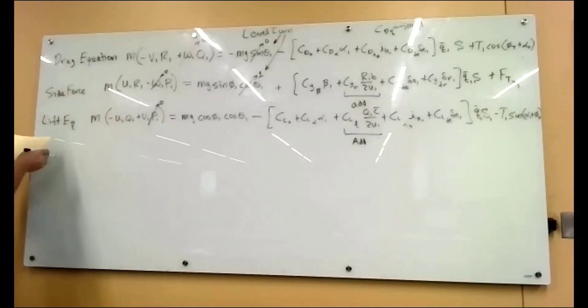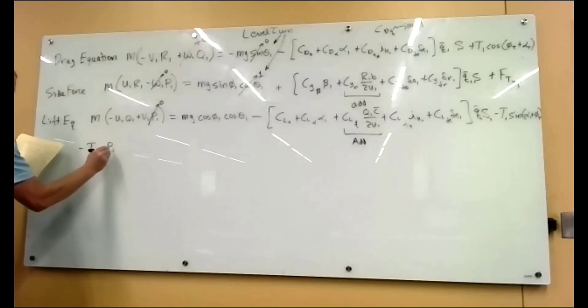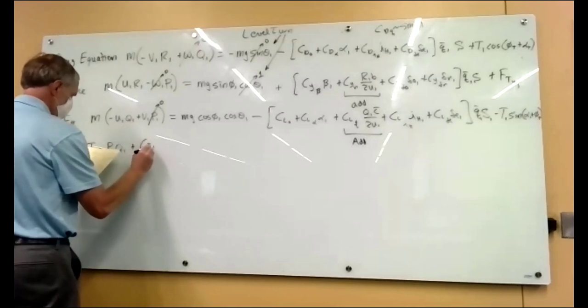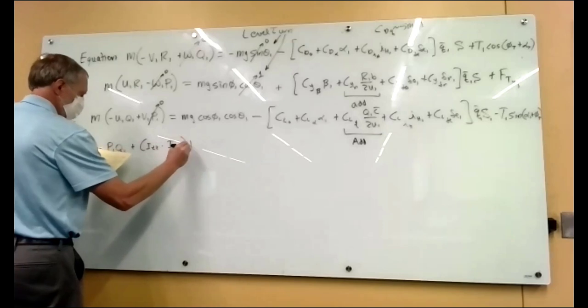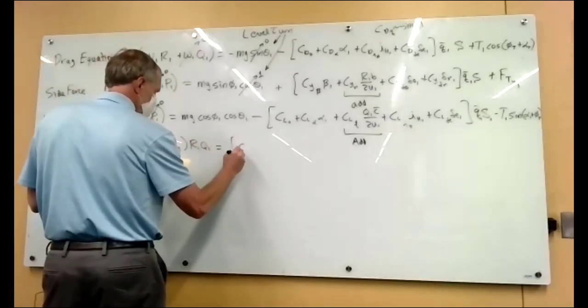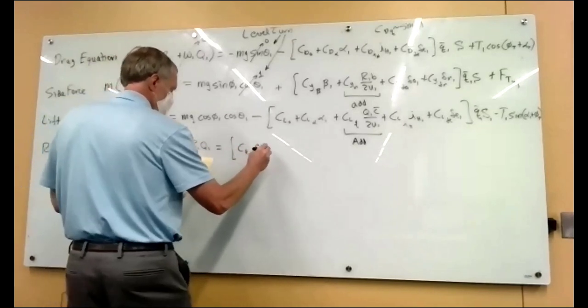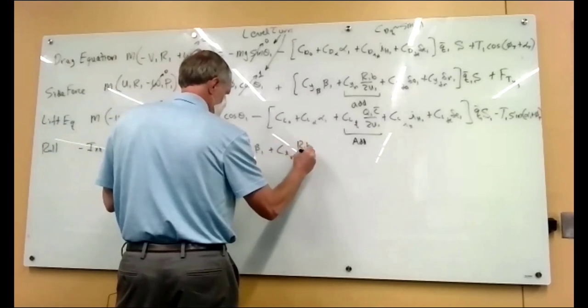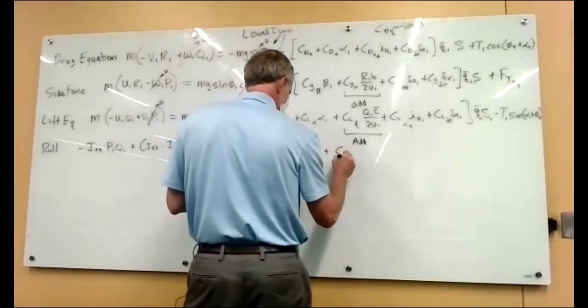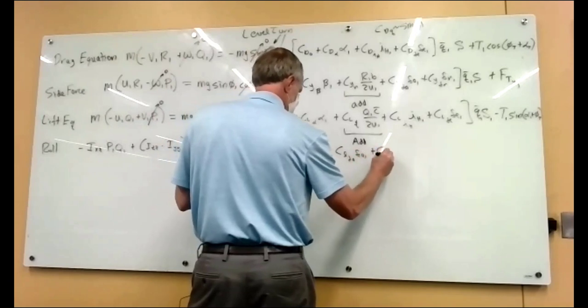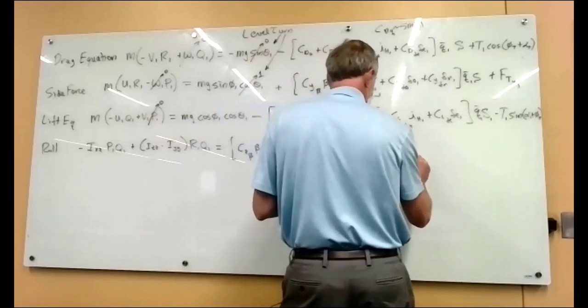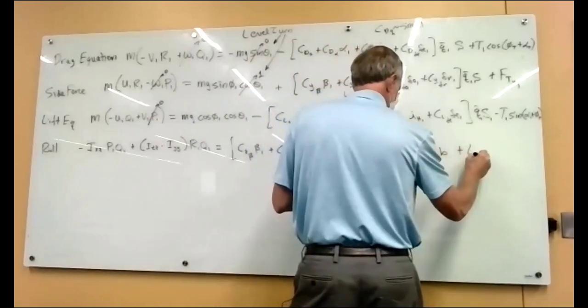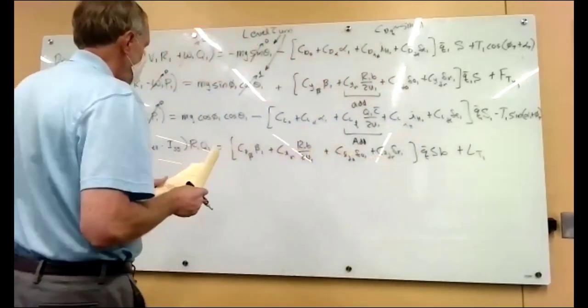All right, so we can see these equations here, and then we've got the roll, pitch, and yaw equations left to do. So we're almost there, a little more than halfway. So here's the roll equation. So here's our rolling moment model.